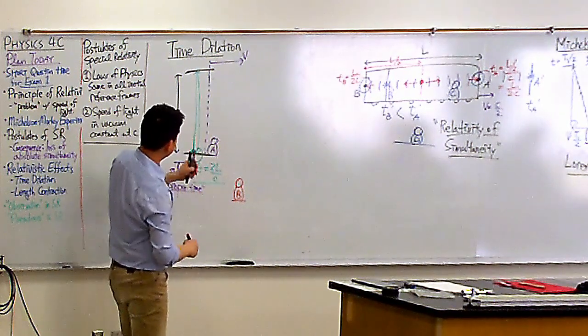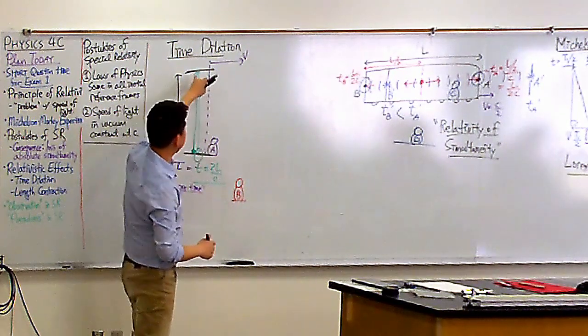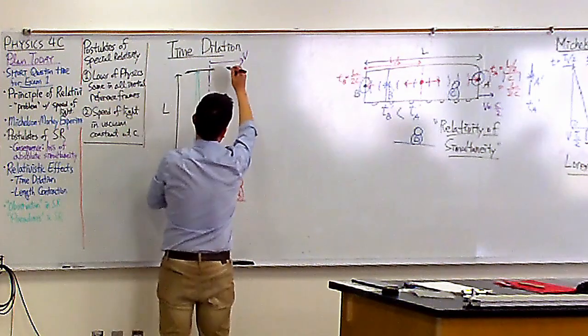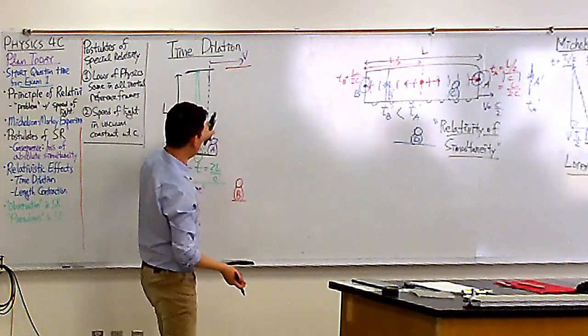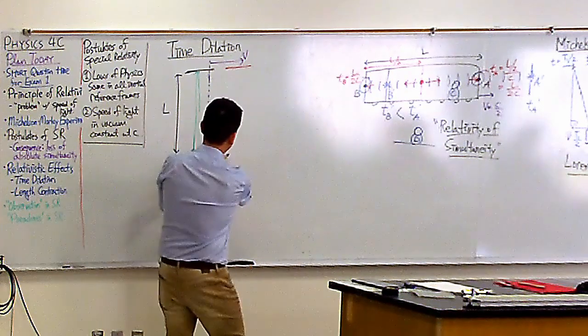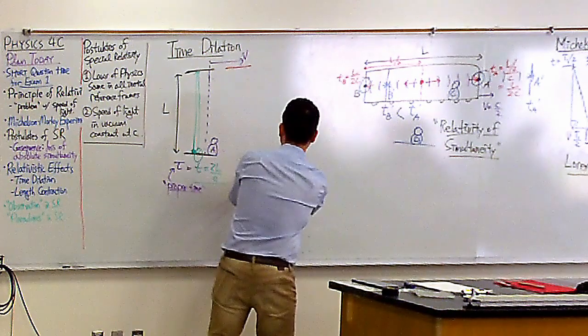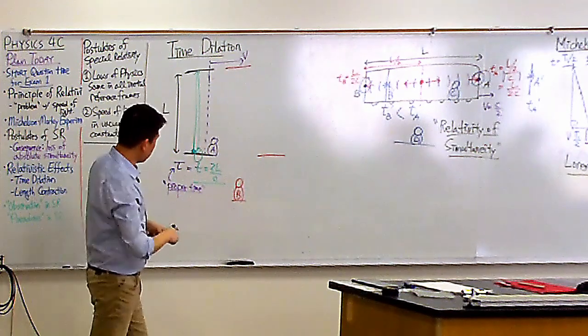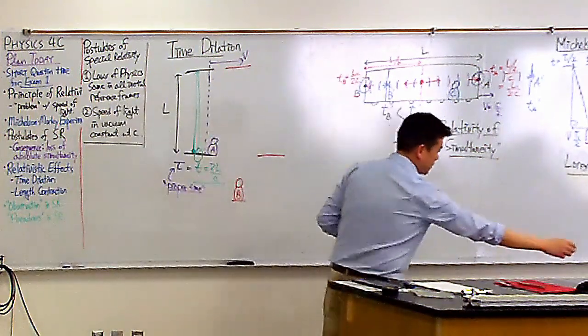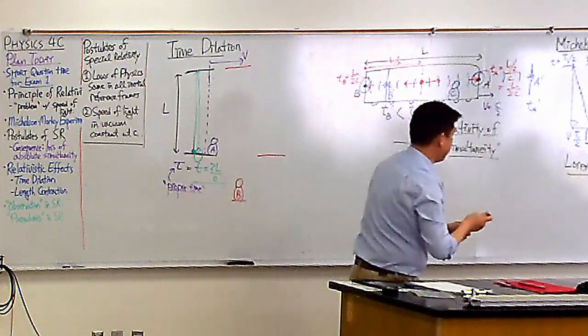So as this light reaches here, this mirror actually moves over here, right? And in the amount of time for the light to come back, this bottom mirror has moved even more to over here. Okay? So the path of the light for observer B should look something like this.